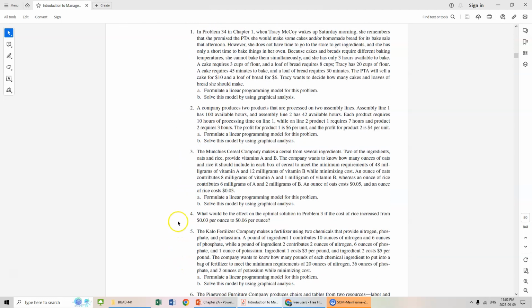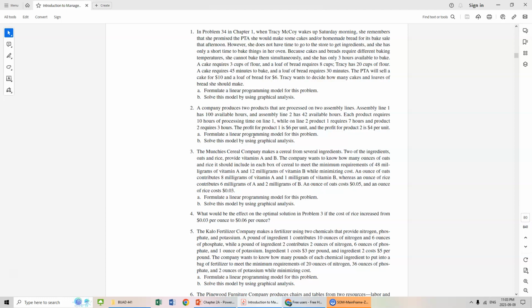Question 1 references material back in chapter 1, which we do not cover in this course. Tracy McCoy wakes up Saturday morning, remembering that she promised the PTA she would bake some cakes and homemade bread for its bake sale that afternoon. She does not have time to go to the store to get ingredients, and she has only a short time to bake things in her oven because cakes and breads require different baking temperatures. She cannot bake them simultaneously, and she only has 3 hours available to bake those products.